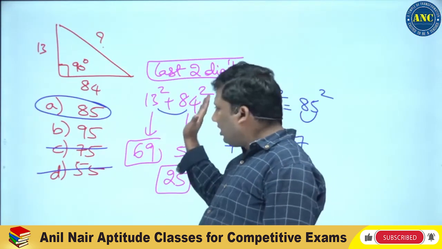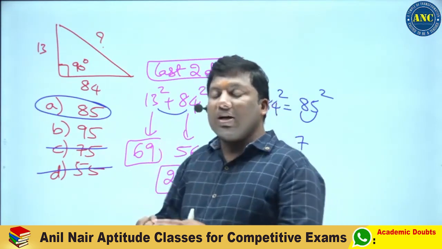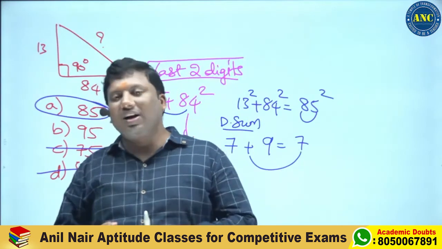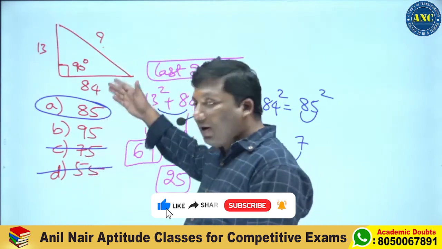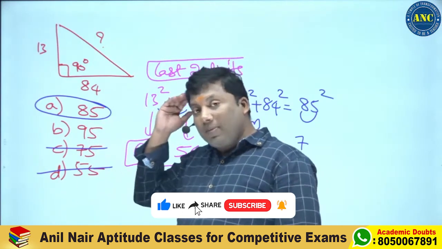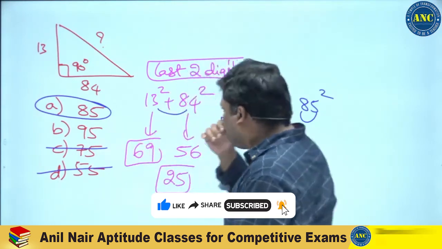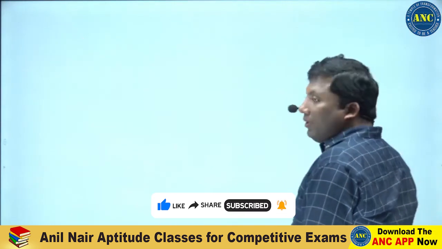1384, 13 and 84. Either use unit digit logic or use last two digits logic and keep on eliminating the answer options. See, remember your idea is to minimize the time.